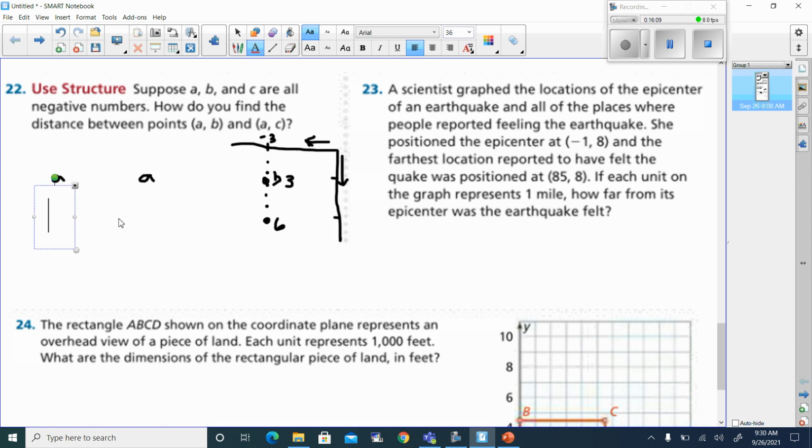Let's see, how do you find it? Let's use smaller letters. Find the difference between B and C, right? And number 24 is mine to do, right? So let's knock that out.